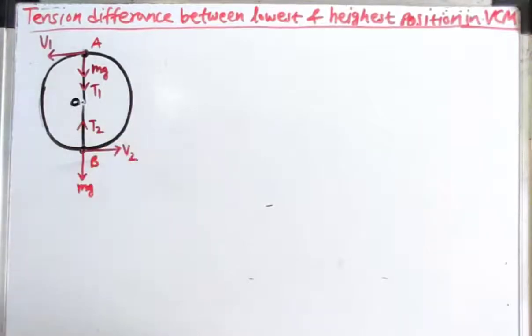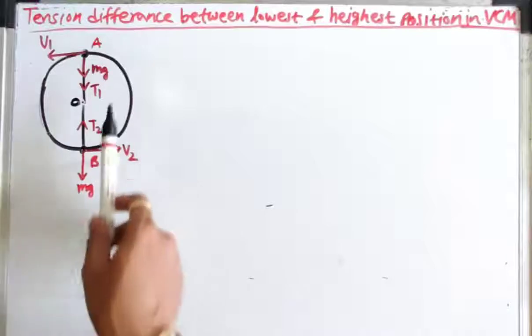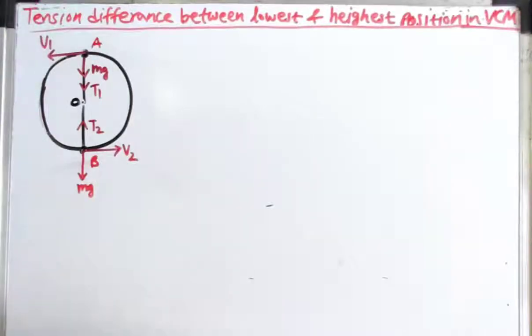We will discuss the tension difference between the lowest and highest position in vertical circular motion. In this diagram we have considered a particle of mass m which is attached to a long string and whirled in a vertical circle of radius r.